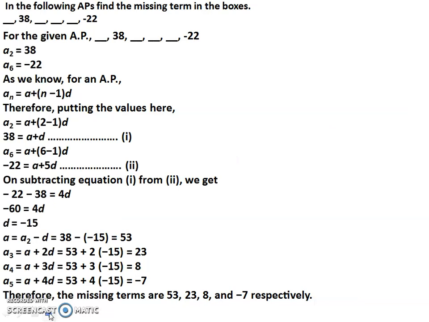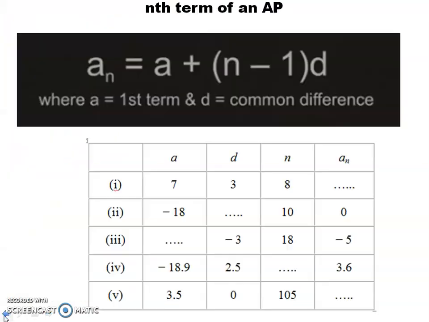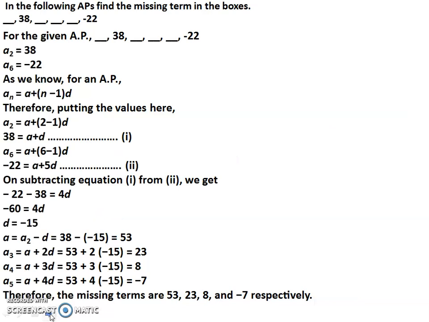here. In the following APs, find the missing terms in the boxes. Students, this box I showed you, you have 5 different types of questions here. Here in this you have a 6th type. What is given to you? Second term is given and 6th term is given.